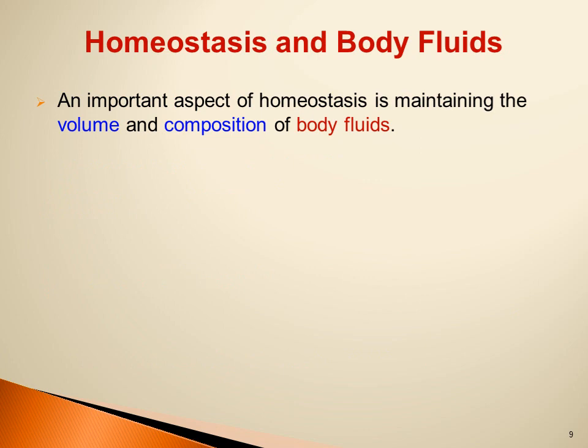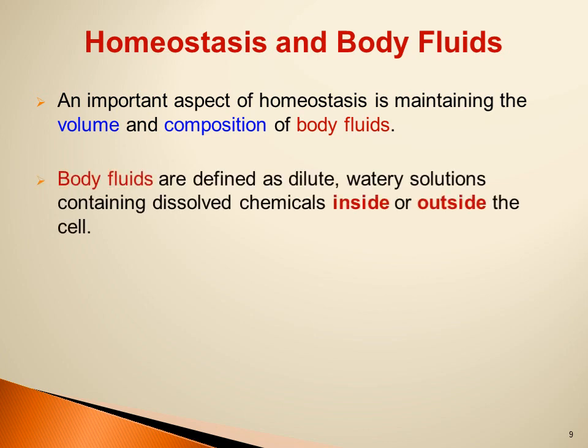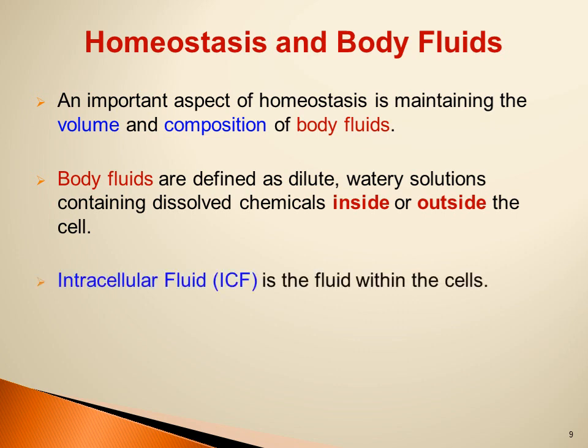Homeostasis and body fluids. An important aspect of homeostasis is maintaining the volume and composition of body fluids. Body fluids are defined as dilute watery solutions containing dissolved chemicals inside or outside the cell. So body fluids exist inside the cells and also outside the cells, around the cells. The body fluid can be divided mainly into two types.